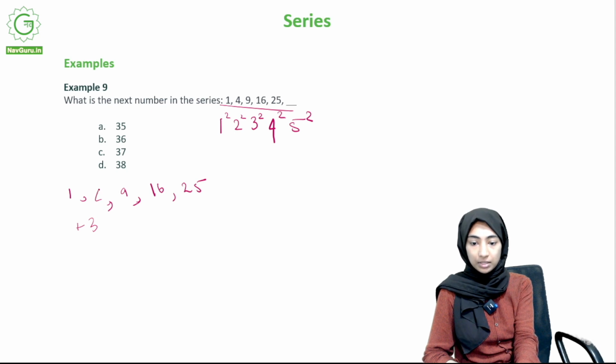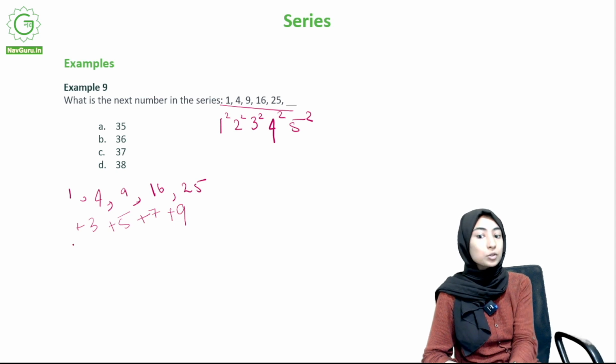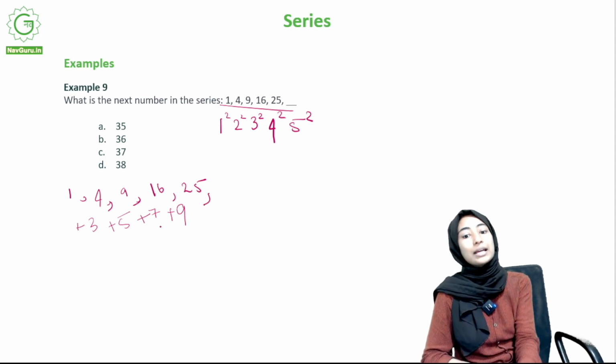So here there's a plus 3, 4 plus 5 is 9, right? So here it's a plus 5. 9 plus, how do you get 16? 9 plus 7 is 16. 16 plus 9 is 25. So there is also this relation that you can see. So in that case also you can just guess 25 plus 11.